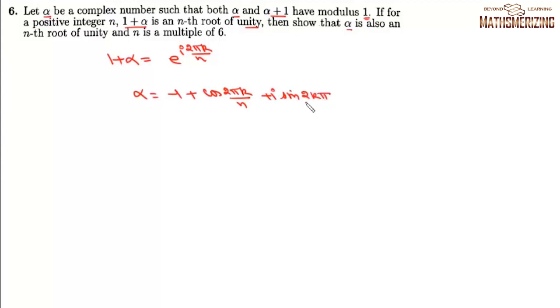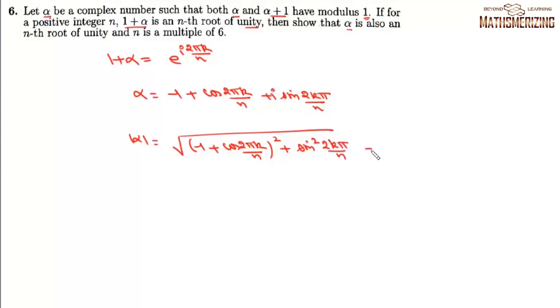2k pi by n. Now it is given that mod of alpha is 1. So if we take mod alpha, it will be under root of (minus 1 plus cos 2 pi k by n) whole square plus sine square 2k pi by n, and it will be equal to 1. Now we square it, we can write 1 plus, now cos square theta plus sine square theta is also 1, and then it will be 2 cos 2k pi by n, and it will be equal to 1. This 1 and 1 will cancel.